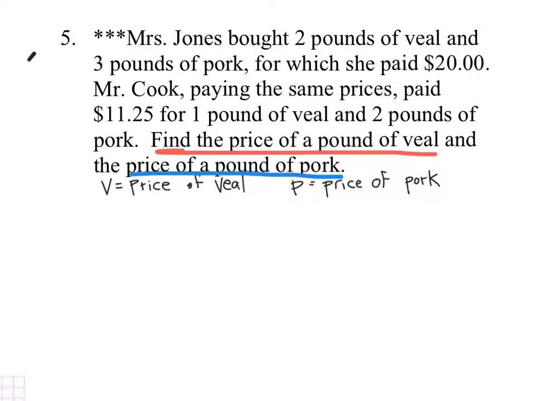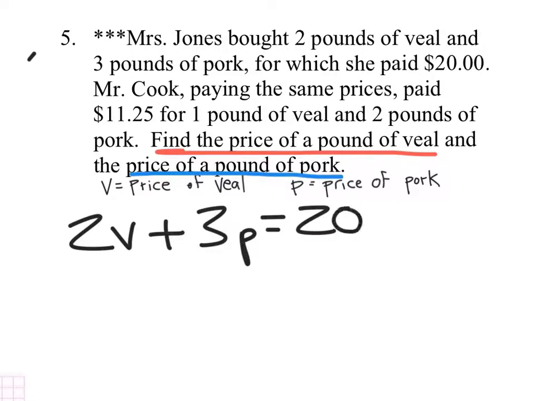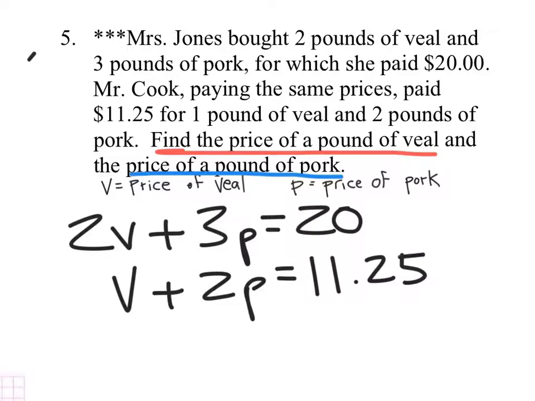Let's explore this a little bit further in depth. When we're looking at this first sentence, Mrs. Jones bought 2 pounds of veal, and we're going to say veal is V, and 3 pounds of pork, which we're going to refer to as P, for which she paid $20. What equation can we write? I'm going to write that like 2V, right, 2 pounds of veal, plus 3 pounds of pork, or 3P, equals $20. And Mr. Cook, this other character, purchased a single pound of veal, so I'm going to write simply V, but 2 pounds of pork, and Mr. Cook only paid $11.25.